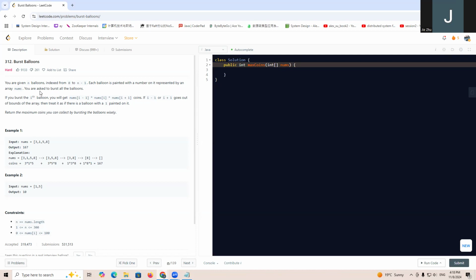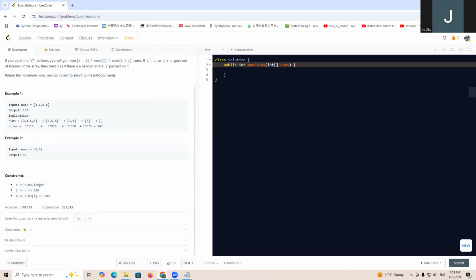So every time you are able to burst a balloon, and if you burst the i-th balloon, you will get nums[i minus 1] multiplied by nums[i] multiplied by nums[i plus 1] coins. You see that if i minus 1 or i plus 1 goes out of bounds of the array, then treat it as 1, just like a balloon with 1 on its left. Return the maximum coins you can collect by bursting all the balloons wisely.